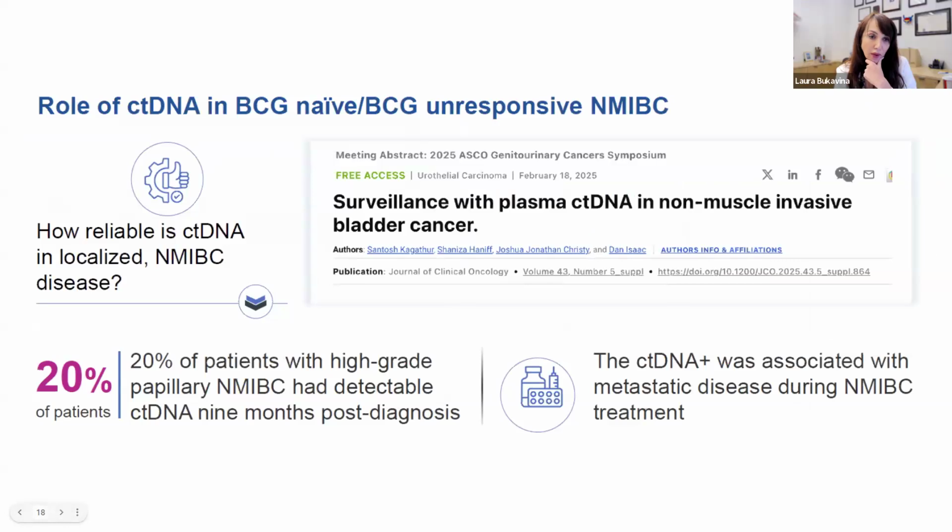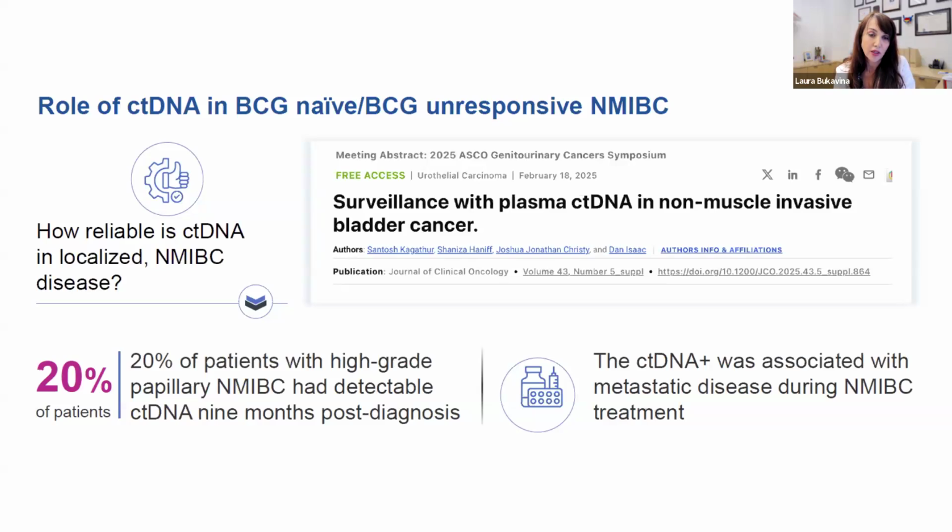So I want to talk a little bit about the role of ctDNA in the BCG naive and the BCG unresponsive space. We're getting a lot of trials within the BCG unresponsive space, and now we're moving into the BCG naive space and the high risk and very high risk cohort of patients, because there's now a clear understanding that what we thought initially as potentially not a life limiting disease, a very high risk non-muscle invasive disease, is potentially very easily metastasizable and is life limiting long term.